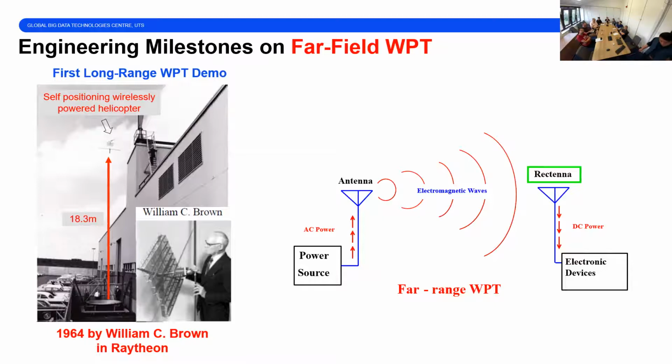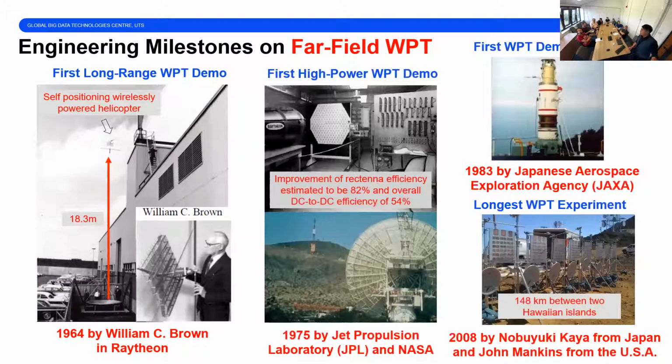In 1964, he demonstrated wireless power with a Rectenna array connected to a helicopter fan. He demonstrated that from almost 20 meters away, he could use a dish antenna to wirelessly power this helicopter through the Rectenna array. So he's the first person who made wireless power transfer happen, in 1964. After that, a lot of activities and projects were conducted worldwide on far-field WPT.